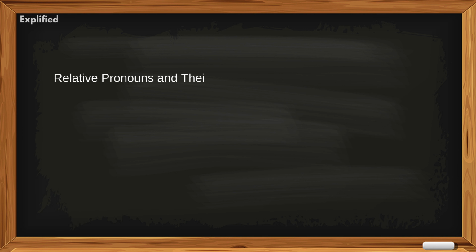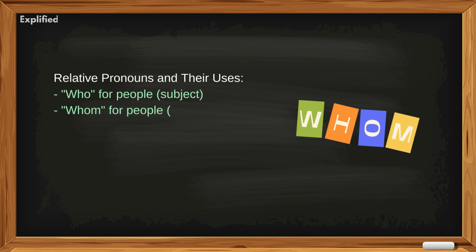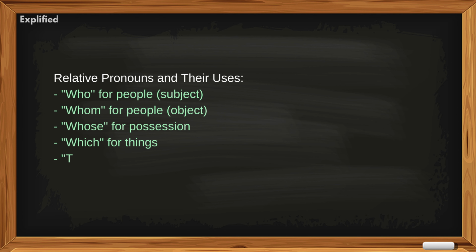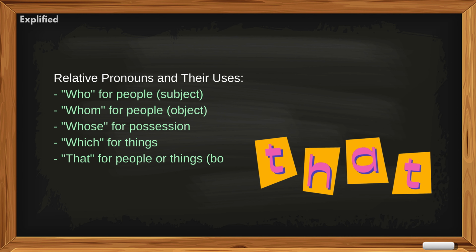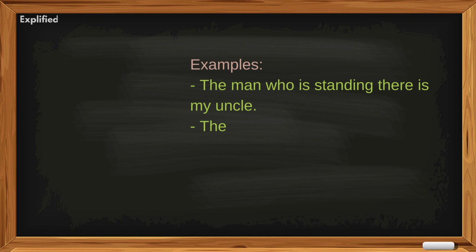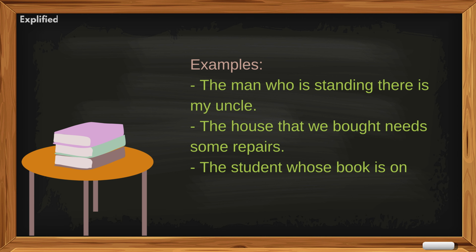Relative pronouns and their uses. Who for people, subject. Whom for people, object. Whose for possession. Which for things. That for people or things, both subject and object. Examples. The man who is standing there is my uncle. The house that we bought needs some repairs. The student whose book is on the desk is absent.